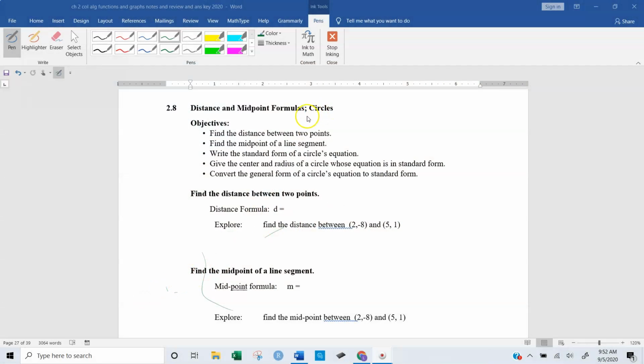So right here, we're going to find the distance between 2 points. We're going to talk about the midpoint of a segment. We're going to do the standard form of a circle. We're going to find the center and the radius, and we're going to convert to general form.